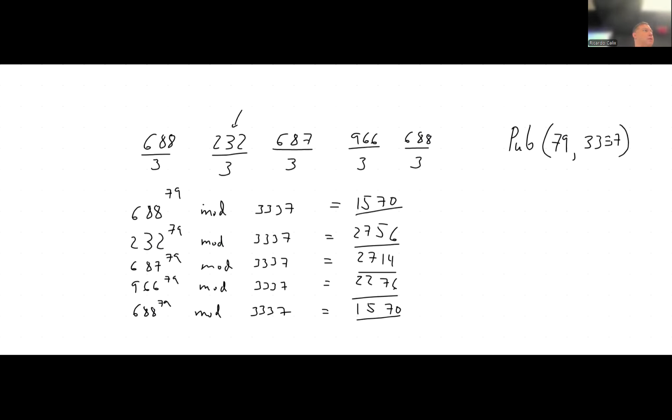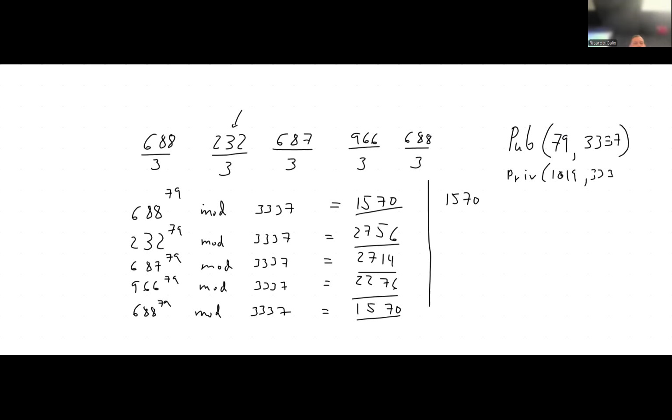I won't do it for all of them, right? But now you would perform the decryption. So we'll just do it on the side for a couple of them. So you'd start with 15... So you guys tell me, 1570. I guess we need to know the decryption exponent, which is D, the private key here, is 1019. And then this is 3337.